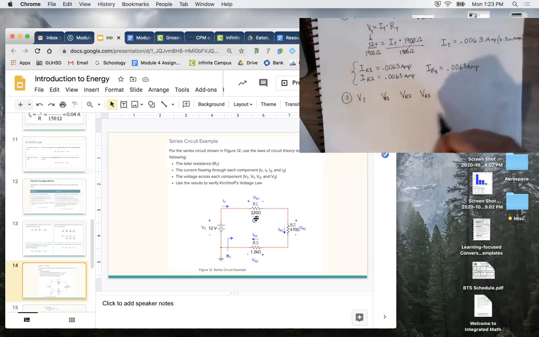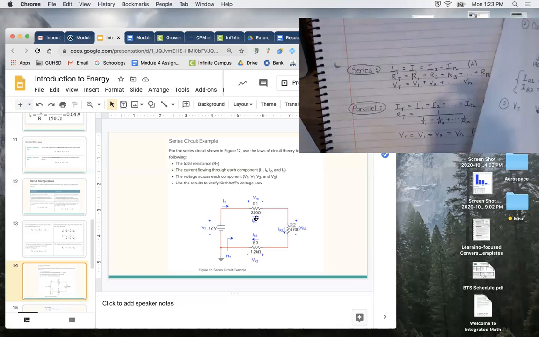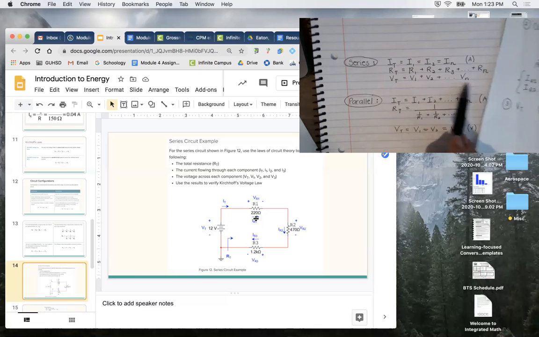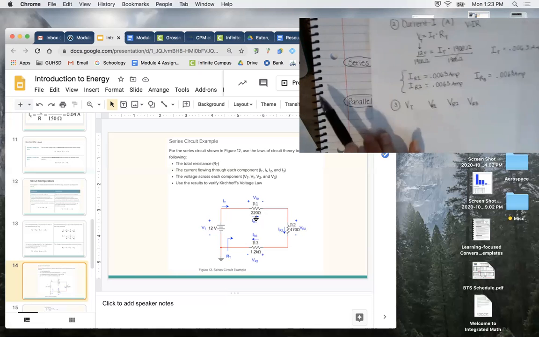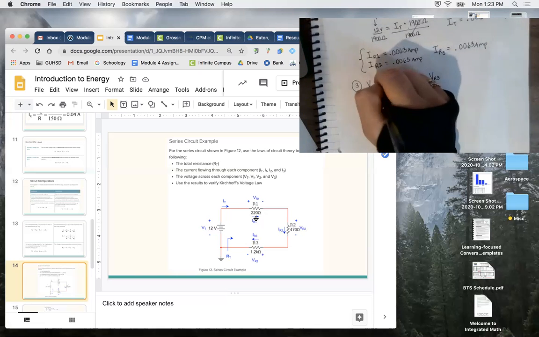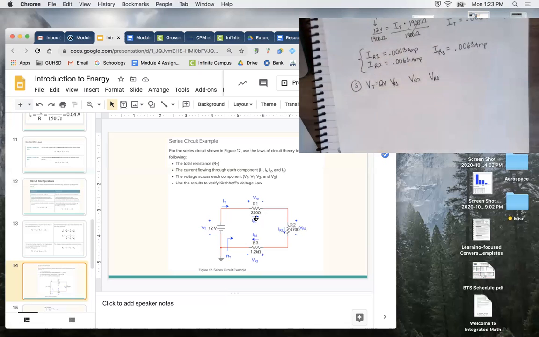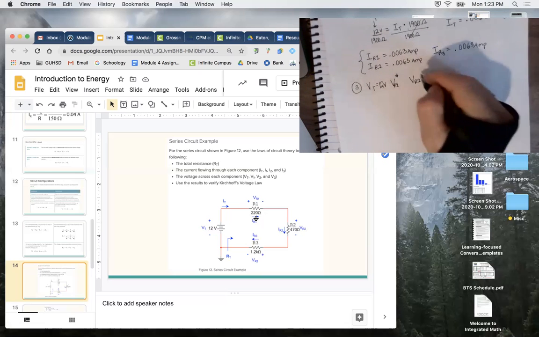Now these ones are not going to stay the same. If you look for series, they'll all add up to the total voltage. So we have the total voltage. That one's given. That is 12 volts. But we're missing these 3.